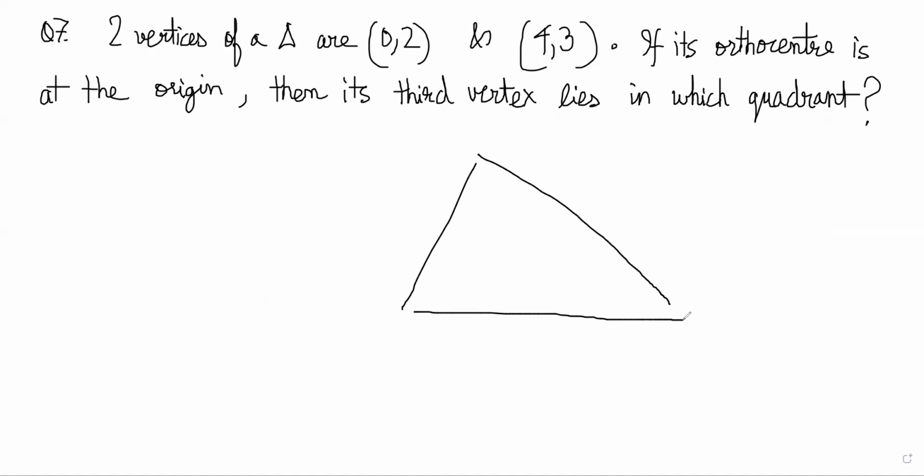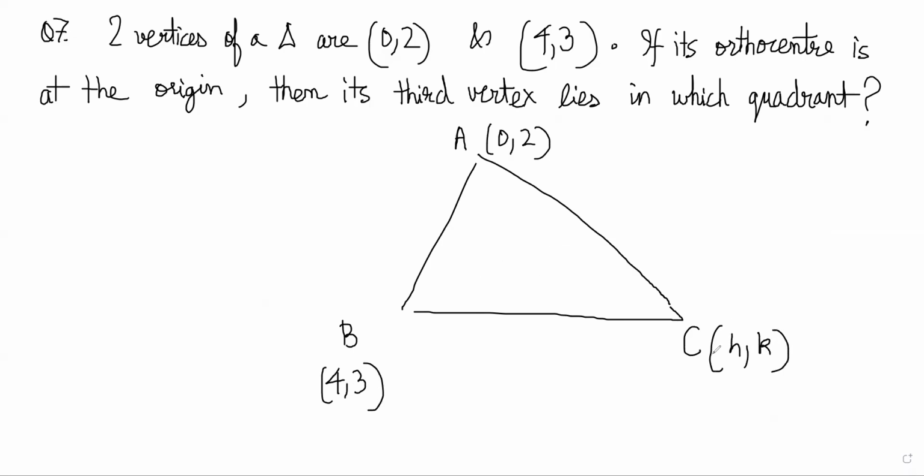Let's draw a figure. Let's say first vertex is A, which is 0, 2. Second vertex is B, which is 4, 3. And we don't know third vertex, which is unknown h, k. And we know the orthocenter. This is my orthocenter O, which is 0, 0, right? Okay. And orthocenter is point of intersection of altitudes. So these lines are perpendicular, right? Great. So now a lot of information is present in this figure.